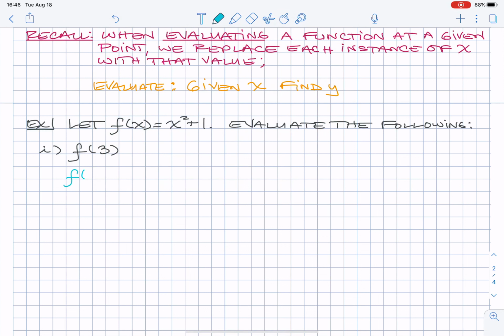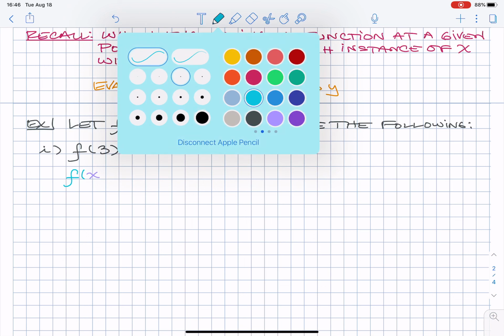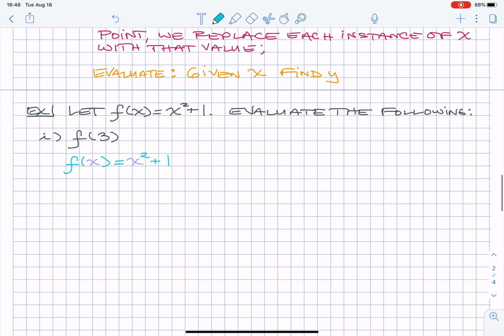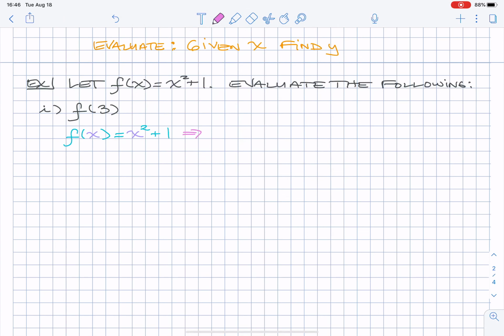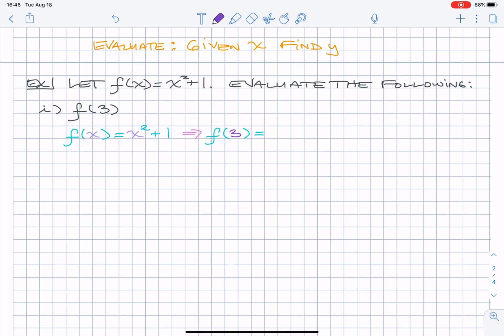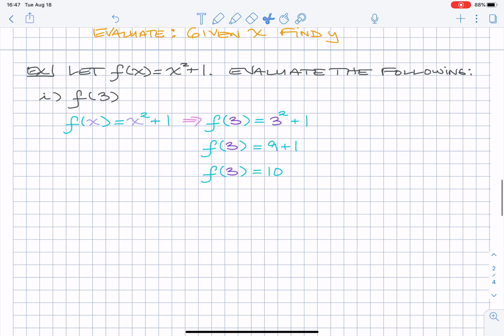Okay, so I know that f of x is going to be x squared plus 1. So what that means then is that f of 3, what I'm going to do is replace each instance of x with the value I'm plugging in. So this becomes 3 squared plus 1, which of course is just going to be 9 plus 1, which is 10. So f of 3 is the value for y. F of 3 is 10, right?